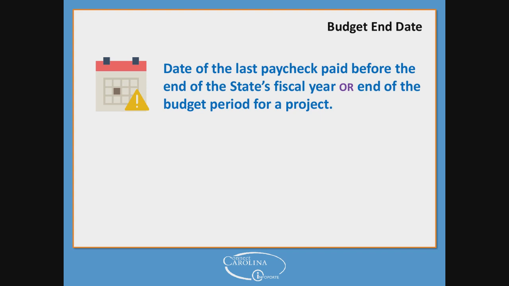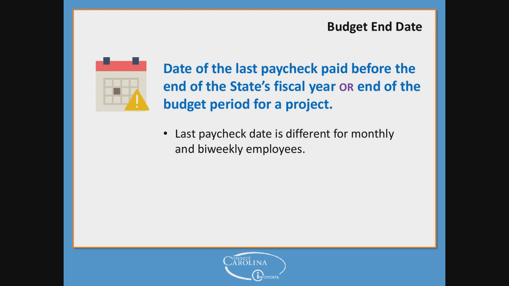For state, it's tied to the fiscal year, so July through June, and it looks at the last paycheck paid during the fiscal year. Let's break that down a little bit more. The last paycheck date during the fiscal year is different for monthly and biweekly employees. For monthly employees, it's easy because they get paid 12 times a year, once a month. So that's usually the last paycheck paid in the month.